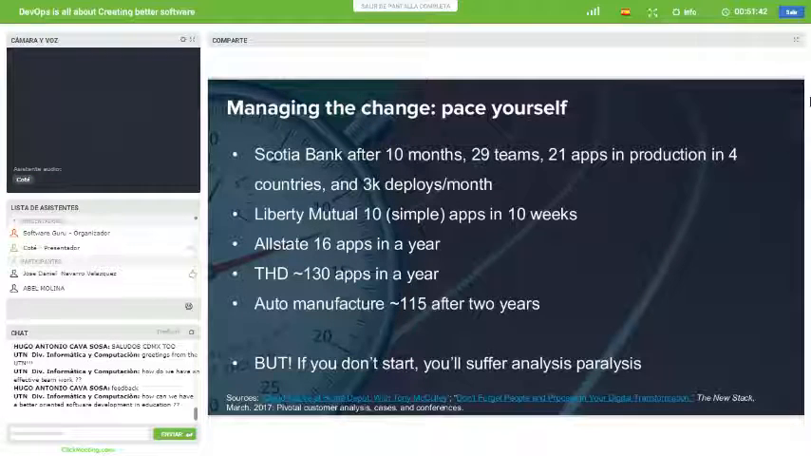So make sure to set your expectations correctly, and don't feel bad if you're not solving all of your organization's problems, even the big difficult problems, in the first year or so.